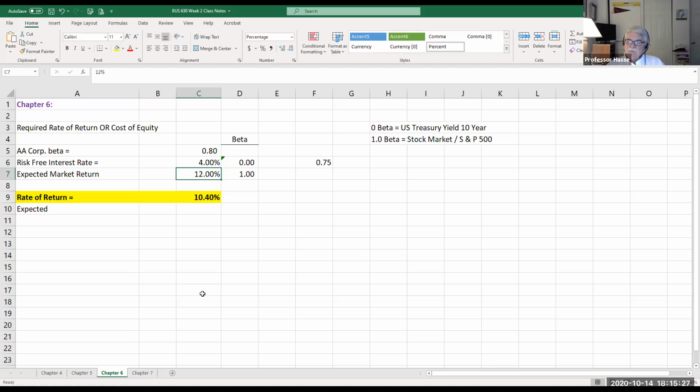But that's exactly what risk and return is. The lower the risk, the less return. The greater the risk, the more return. But it's a gamble. All right. And this is what it means in chapter 6 by risk and return.